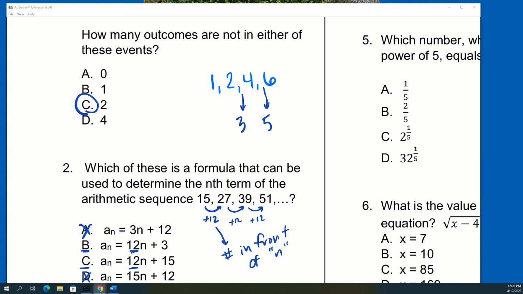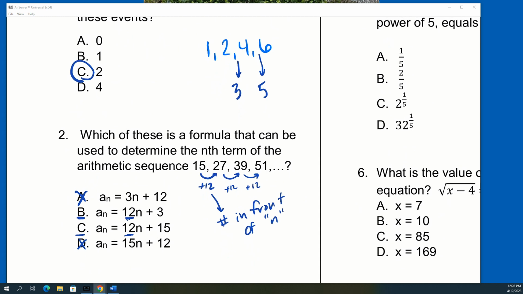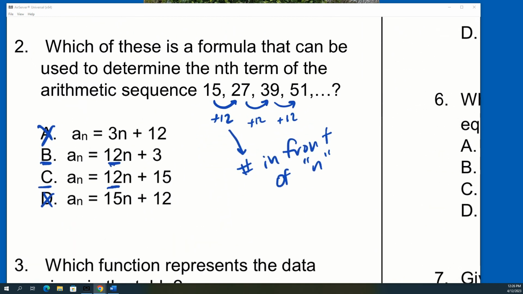Okay, so 12 needs to be the number in the front. And so how do you decide if it's B or if it's C? Well, if it's a 3, it's not going to be the third turn. It'd be like the 15th. It gives you a hint.